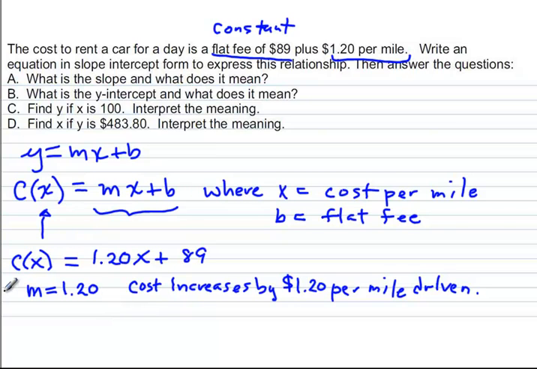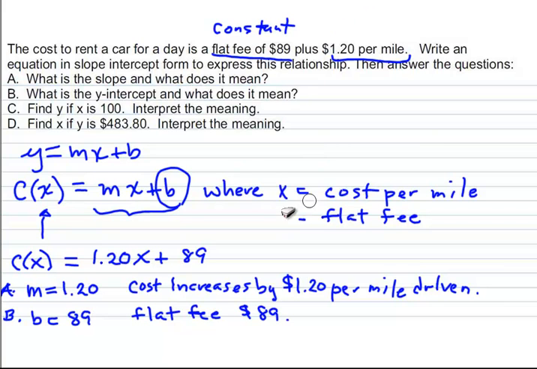And in part B, it asks us for the y-intercept. Well, we know our y-intercept in this format is this b value. So our b value is 89. And that's just a flat fee or a one-time fee of $89. So this 89 will not change regardless of the number of miles the car is driven.